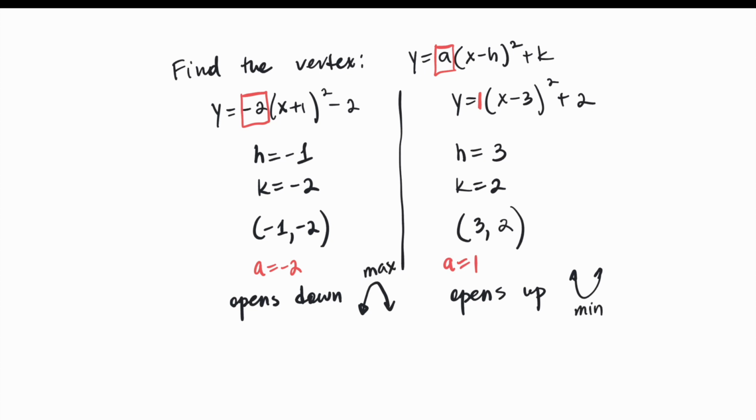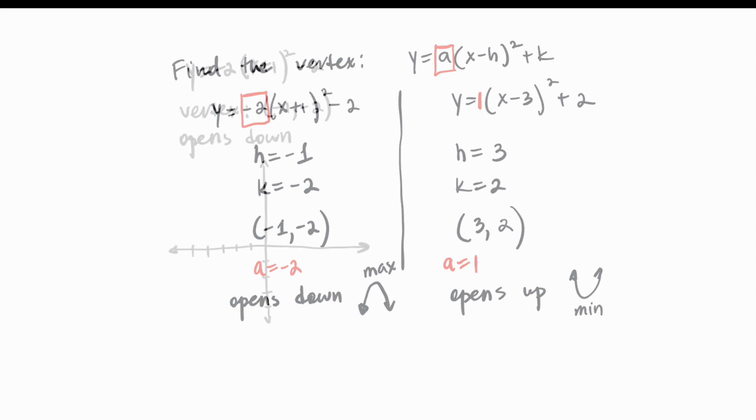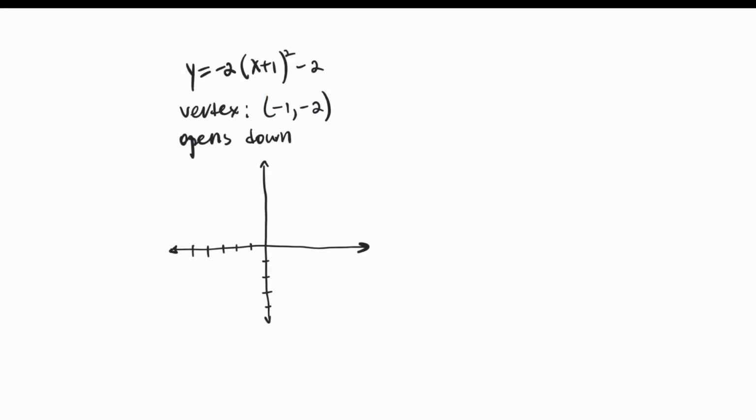I'm going to use the same two examples and show how we can easily graph these functions on the coordinate plane. So remember, this was my first example, y equals negative 2 times (x plus 1) squared minus 2, and we already have the vertex at (negative 1, negative 2), and we know that this parabola will open down. So to graph this function, I will first place the vertex, my turning point, on the coordinate plane. Negative 1, negative 2, it's the point right here. And then all we have to really have in order to complete this graph is an extra point.